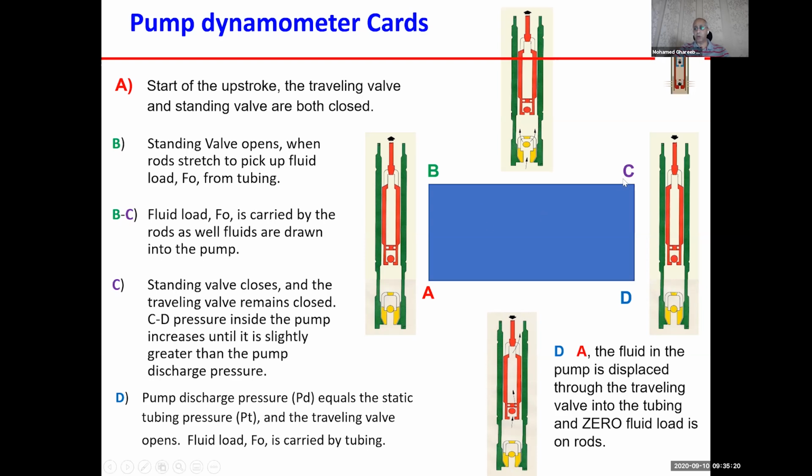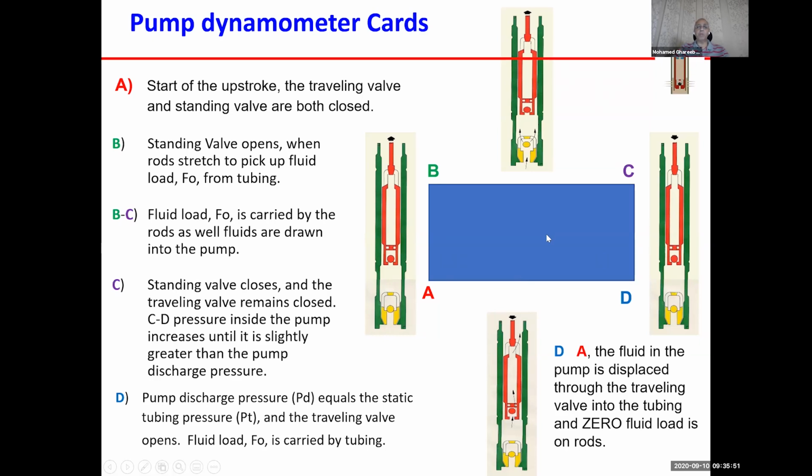Then when you start to go down, the traveling valve starts to compress the fluid below it. When you compress the fluid, the pressure below the traveling valve starts to increase. When the pressure increases more than the hydrostatic head above the pump plus the wellhead pressure, meaning more than the pump discharge pressure, the valve will open and transfer all the fluid load to the standing valve, and the cycle starts to repeat.